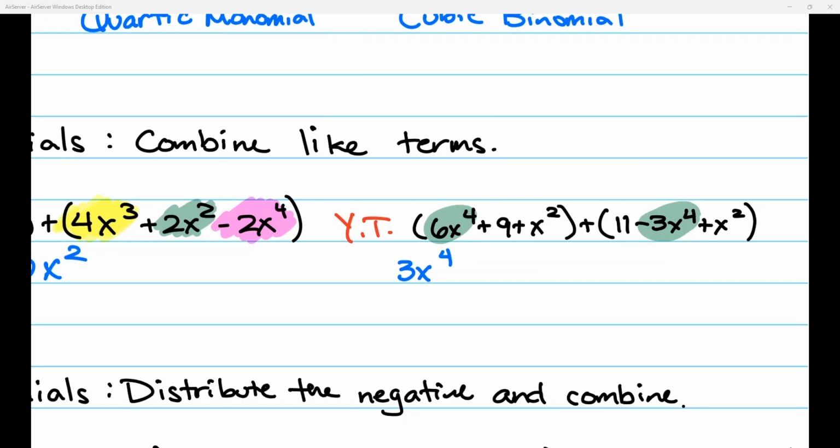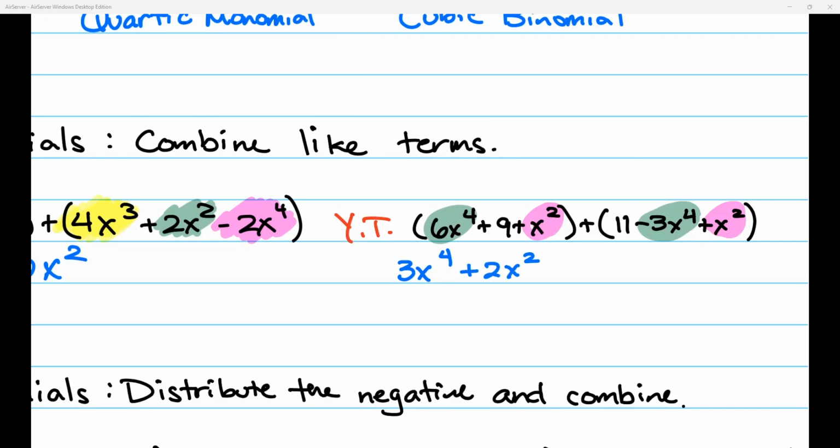The next thing I would look for are x cubes, but I don't see any x cubes. After the x cubes, I would look for x squareds. I do see x squareds. I see 1x squared over here, plus another 1x squared over here. That's a 1 plus 1, which ends up being plus 2x squareds.